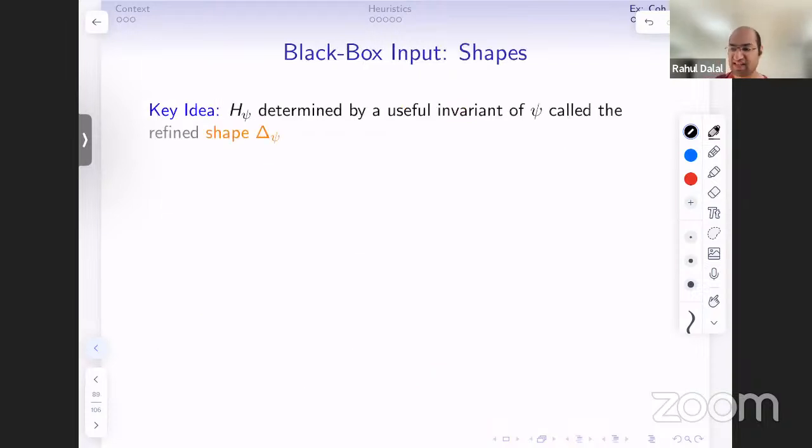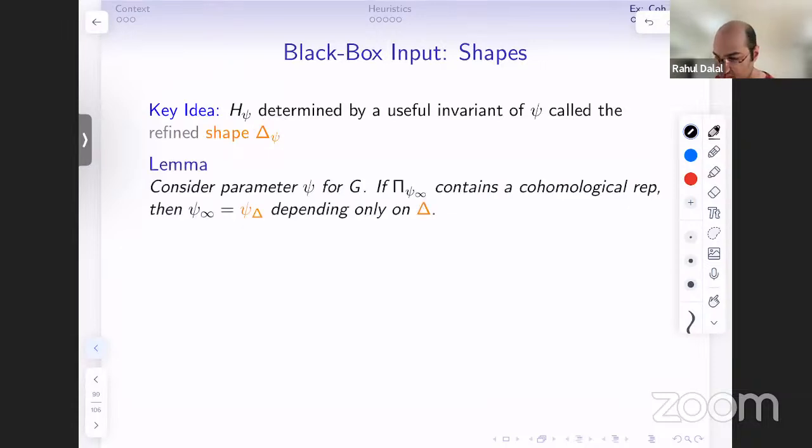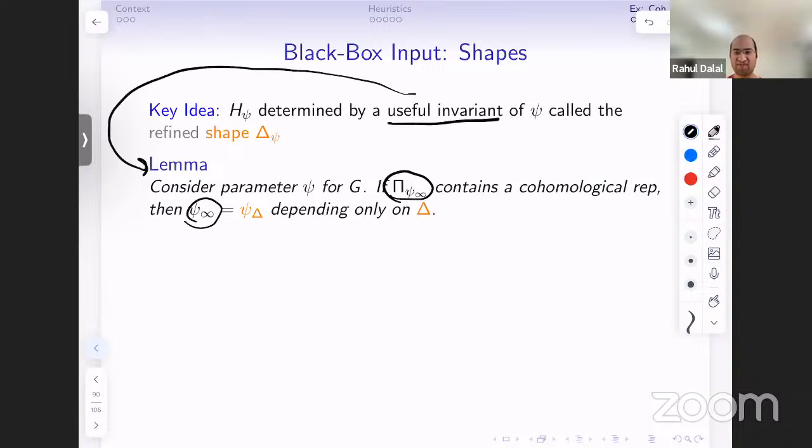So the key useful idea here is that H sub psi, this group that's determined by the parameter psi, is actually determined not by psi, but you can factor it through a useful invariant of psi called the shape of the shape. We'll denote the shape by delta sub psi. There's a lemma that if you have a parameter for G, and if the packet at infinity contains a cohomological representation, then the component at infinity depends only on the shape. This is why it's a useful invariant for our cases.